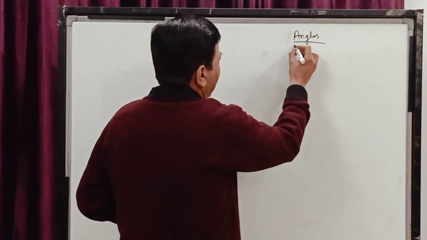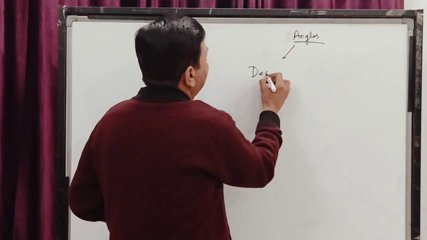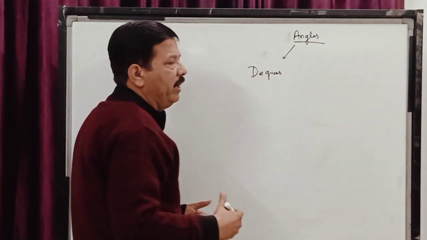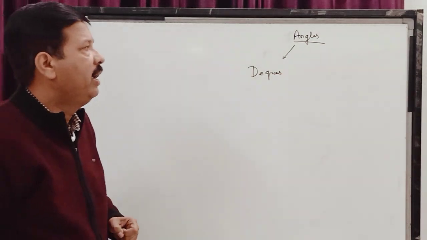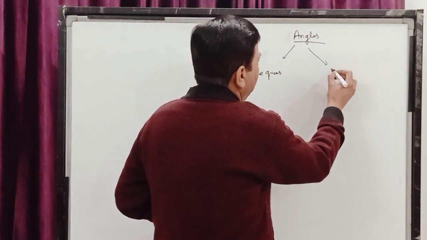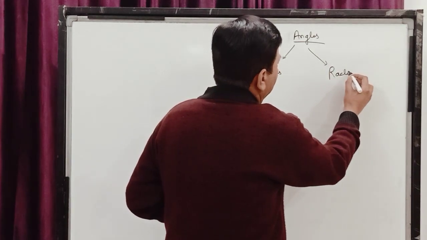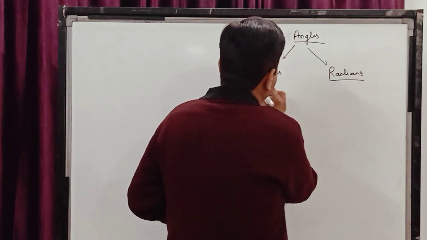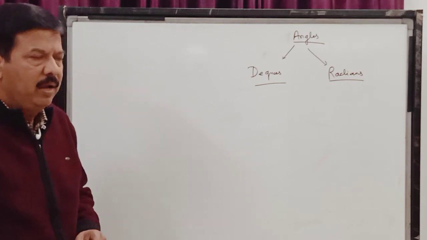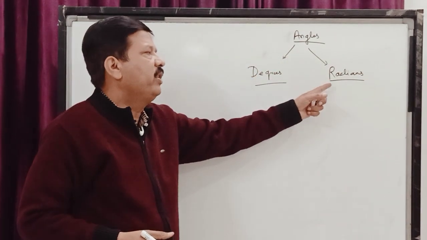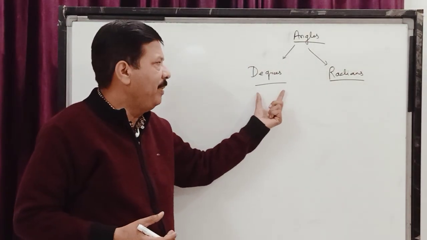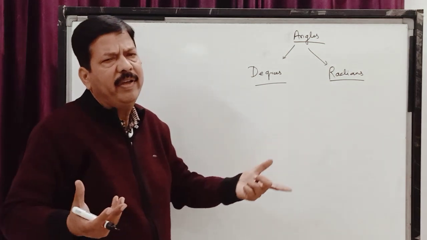And when we talk about angles, you are measuring your angles in degrees. You say 30 degree, 45 degree, 90 degree. But children, angles can also be measured in radians. This is another unit, and maybe you don't know it yet. So there is another unit to measure angles, that is radian.